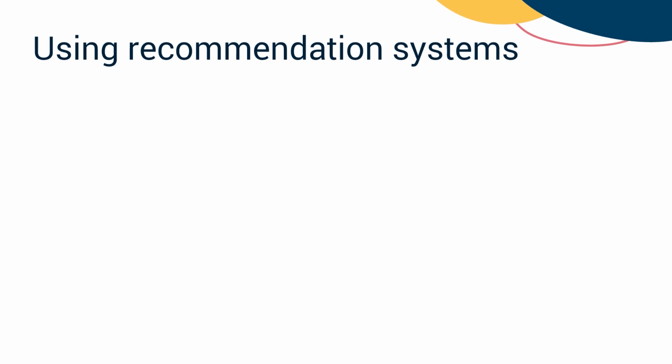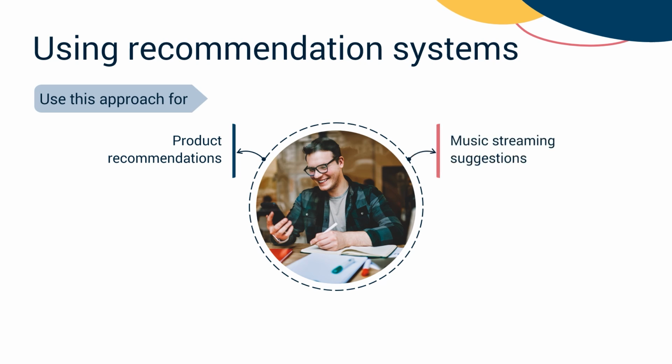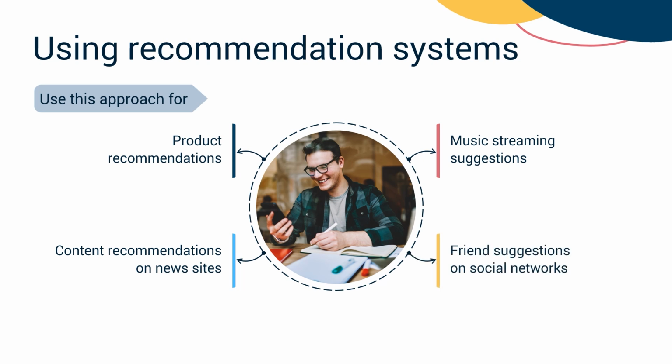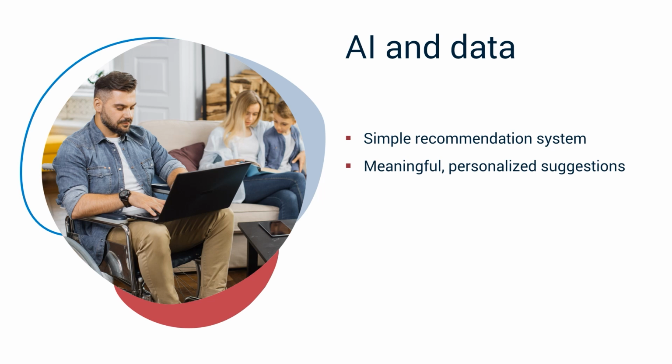But this recommendation concept goes far beyond movies. You can use the same approach for product recommendations in e-commerce, music streaming suggestions, content recommendations on news sites, and friend suggestions on social networks. By building this simple recommendation system, you've taken your first step into the world of AI by turning data into meaningful, personalized suggestions. These concepts form the foundation for many real-world applications across industries.